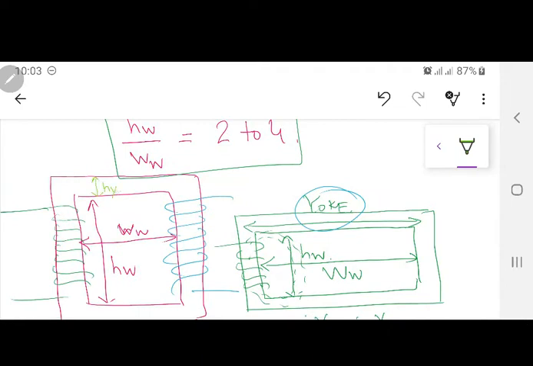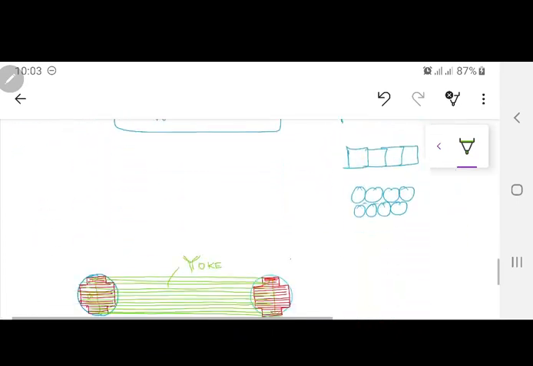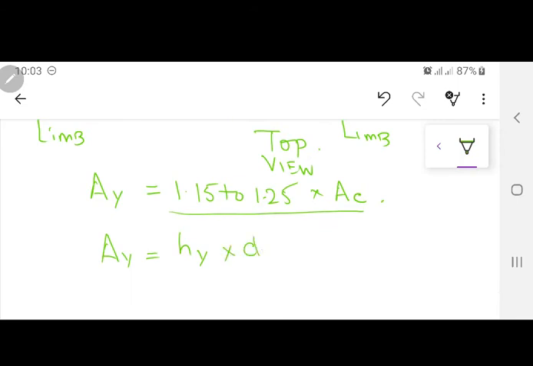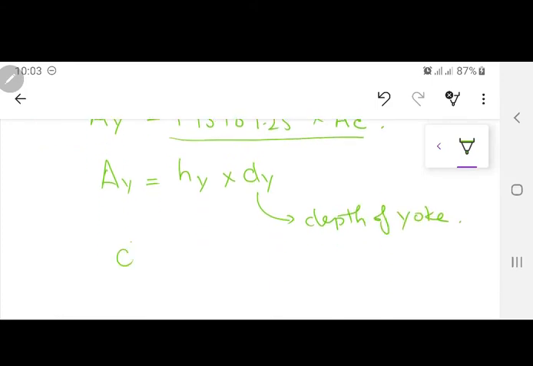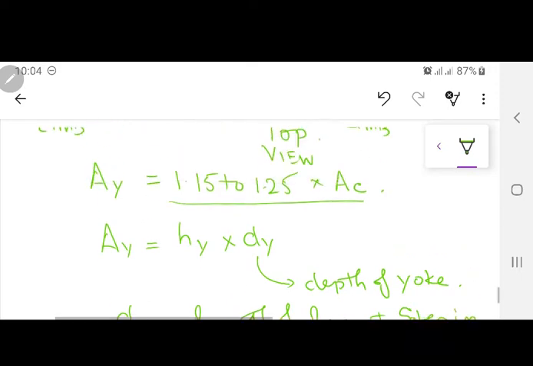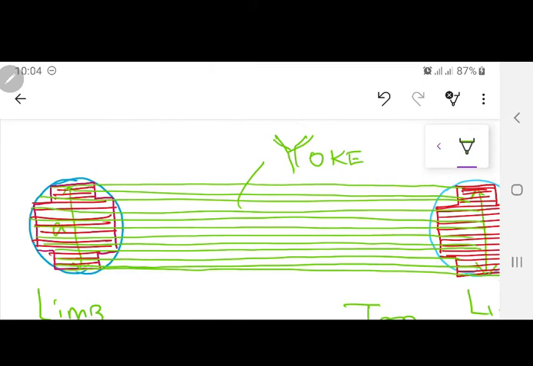Okay? And the depth of the yoke, so AY is equal to HY into dy, where dy is the depth of the yoke. And this depth of the yoke, dy, is going to be equal to the length of the largest step in the core. And what is that length? That length over here is A, because you are seeing from the top, that is A.